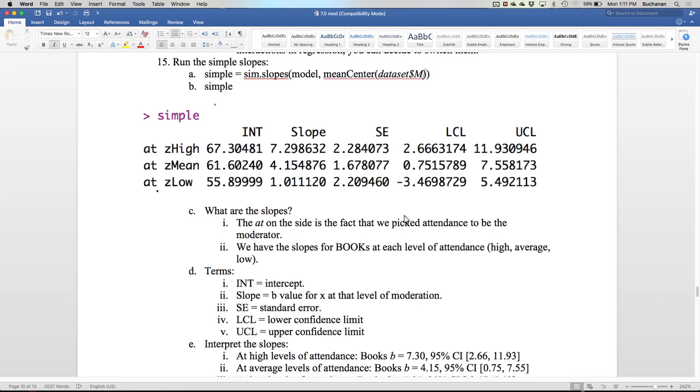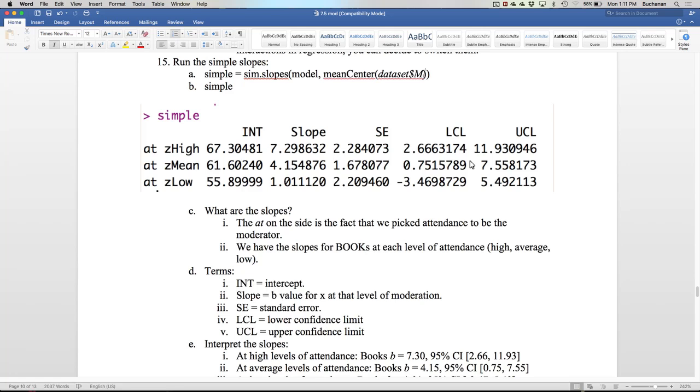So at an average attendance, the intercept is 61 points. So people who are going to class on average are making 61s. People who are going to class less than average are making 56s. Okay. Slope here is for the other variable. Okay, this is not about attendance. We've fake split attendance up. This is books. Okay, so where it says slope, that's actually for X. Okay. Standard error. LCL is the lower confidence limit and UCL is the upper confidence limit.